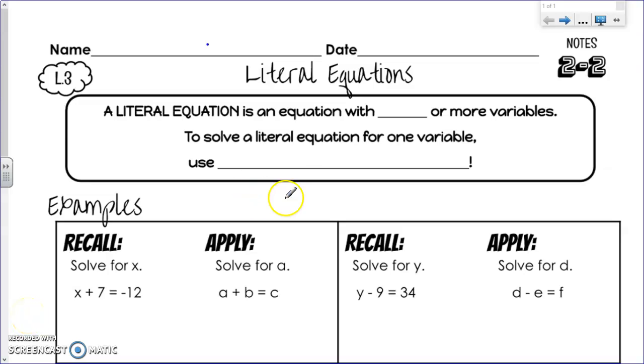A literal equation is an equation with two or more variables. To solve a literal equation for one variable, you use inverse operations, which is the opposite operation. This will not be on the quiz, but it will be on your test. To solve a literal equation for one variable, use inverse operations.